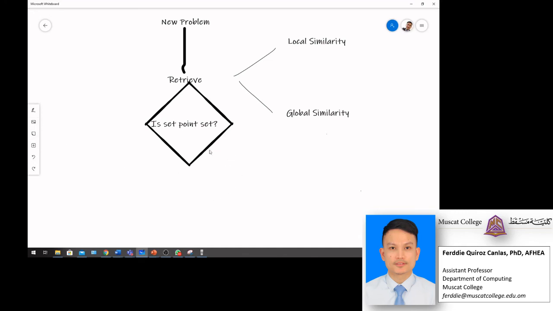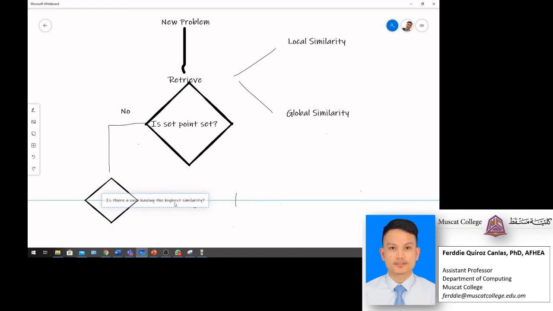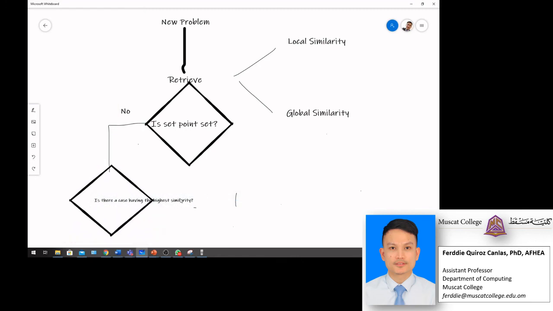If the answer is no, what do we do? Then you have to go with the next level. This is the basic flow chart. So you have to ask this question: is there a case having the highest similarity? You have to go with this flow chart here.